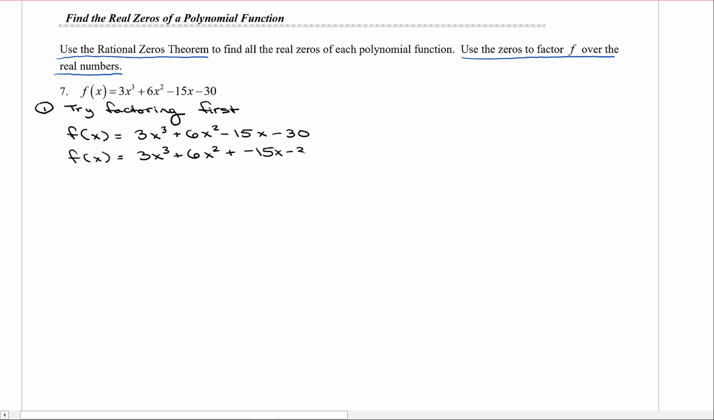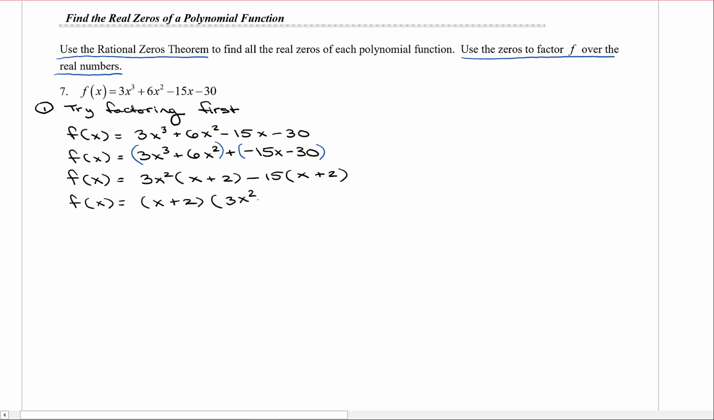I'm going to use factoring by grouping to see if I can factor this polynomial, because it's got 4 terms. And I can see here now, yes, I could do factoring by grouping. I can factor out that x plus 2. And then now I notice that there's actually a factor of 3 that I forgot to factor out here. So I'm going to factor that out. Put that 3 in the very front.